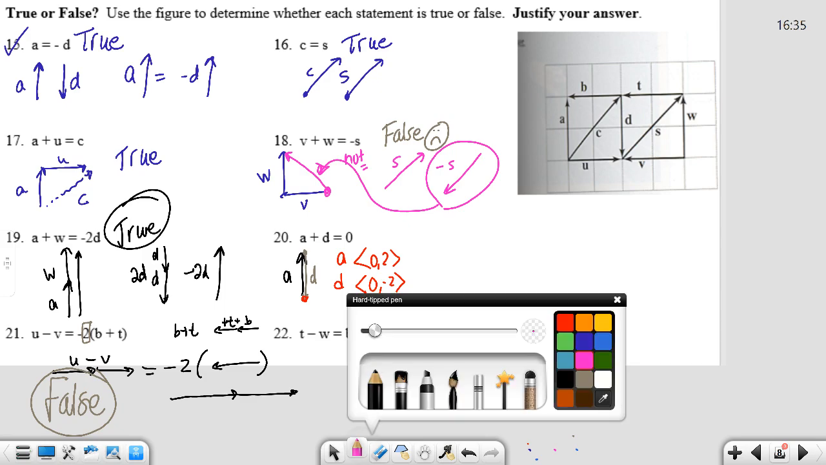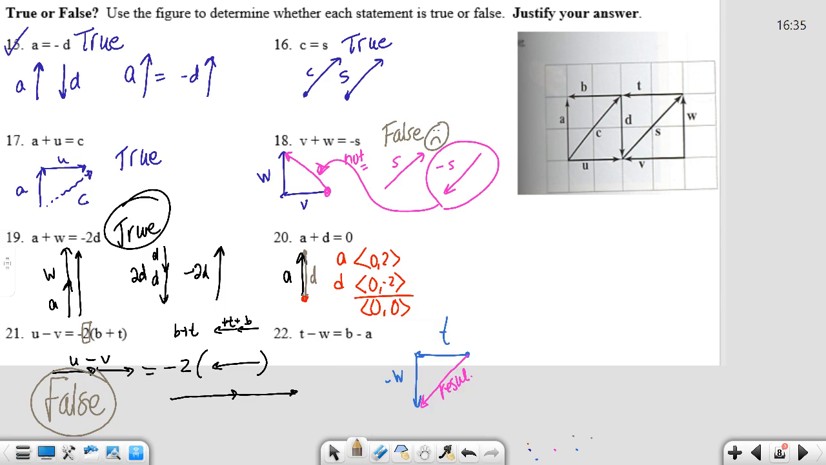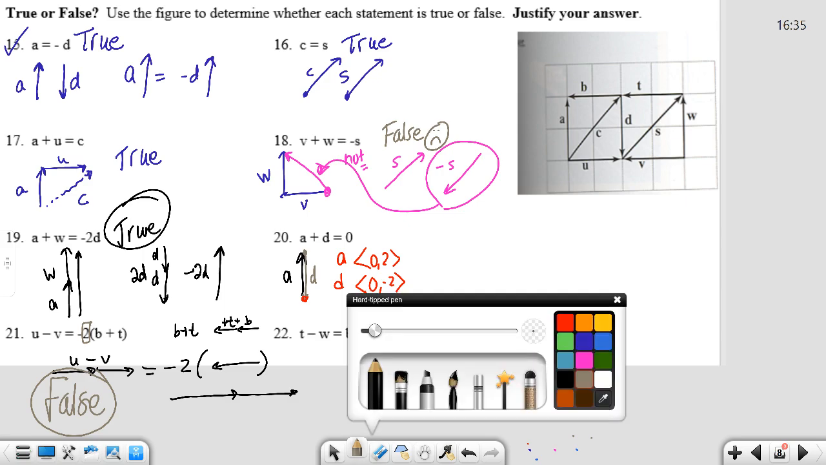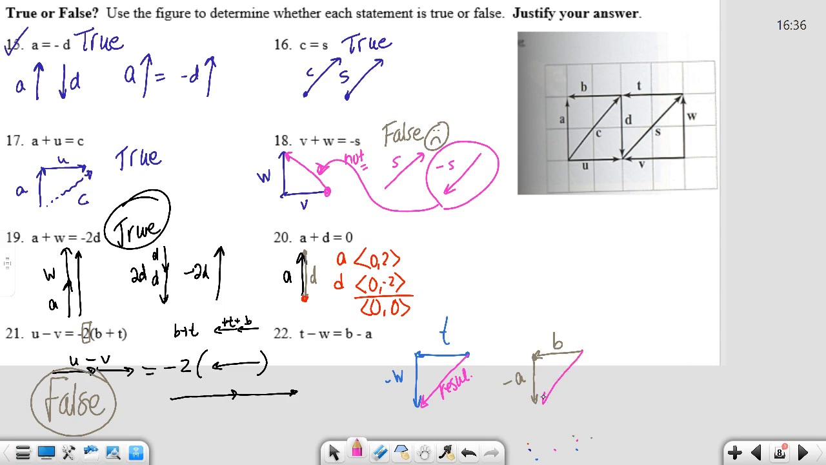Okay, so let's check b minus a. B is this one, and then minus a. So from the end of b, I'm going to do the opposite of a, and its resultant looks identical. So number 22 is also true.